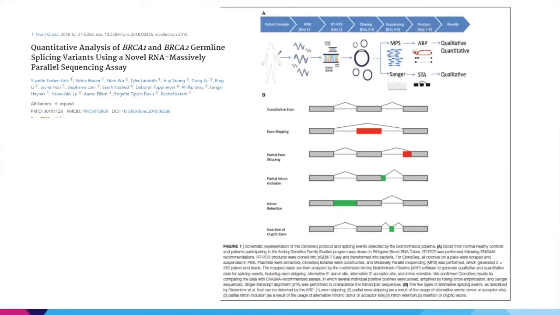But what Ambry Genetics has recently launched is testing RNA and DNA at the same time. And the goal of this, and this is from a paper that they published, is to be able to pick up if there's any changes in the splicing that then causes exons to be skipped or introns to be included or pieces of exons to be skipped. This is just a picture of some of those examples.